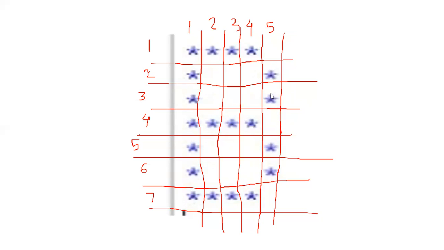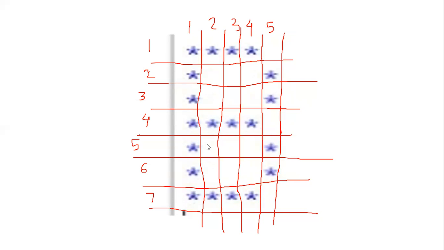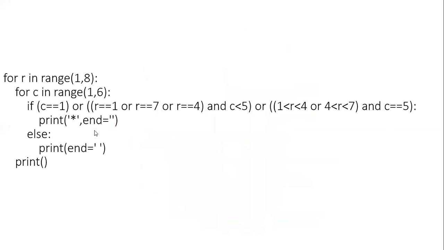Now we are left to print these two and these two. So how do we print those stars? So if R lies between 1 and 4 or 4 and 7. So 1 and 4 or 4 and 7. So this represents these two, and that should belong to 5th column. If that condition is satisfied, we should print star. Else we should print space. In all the other places, we should print space.